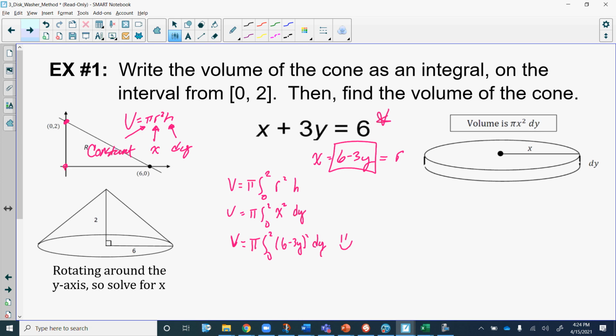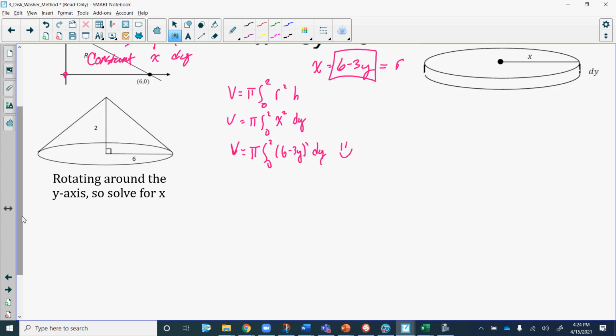Now it's actually asking us to find the volume of the cone. Now we could use U substitution here, but I don't think this one's really worth doing U substitution on. It's very easy to expand this one. So let's go ahead and expand the binomial that we have in there. And when I do, putting it in standard form with the y squared first, I'm going to get a positive 9y squared and minus a 36y and then plus a 36 dy.